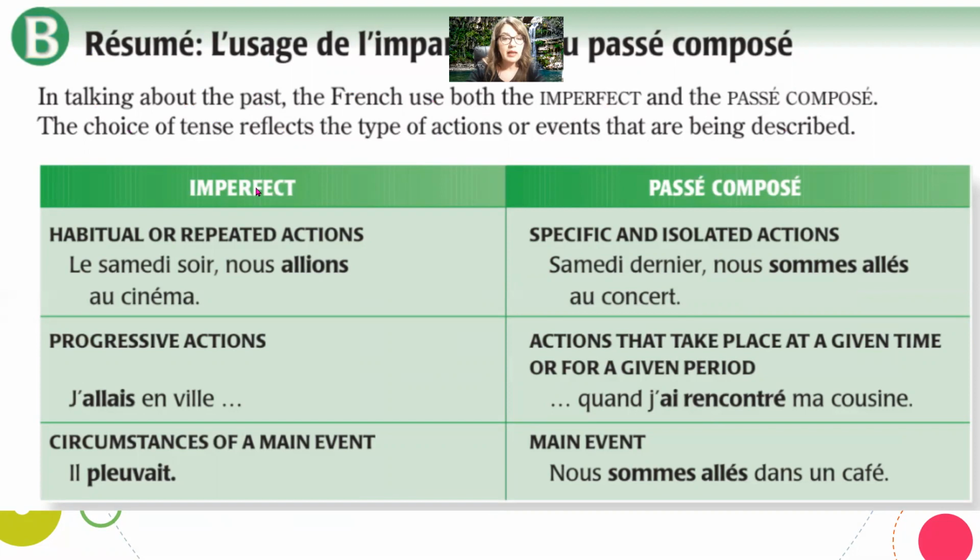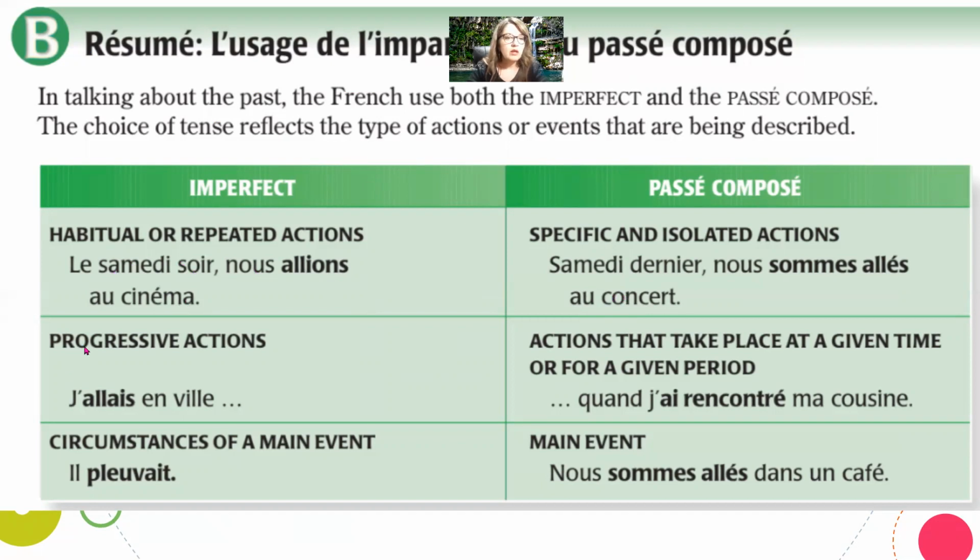Comparons, let's compare. L'imparfait: habitual or repeated actions, while the passé composé describes or expresses specific and isolated actions. L'imparfait, le samedi soir, nous allions au cinéma. We used to go to the cinema. Le samedi soir, notice the trigger word for the imparfait. And the trigger word for the passé composé is samedi dernier. So one time thing happened samedi dernier. Nous sommes allés au concert. While every Saturday evening, we used to go.